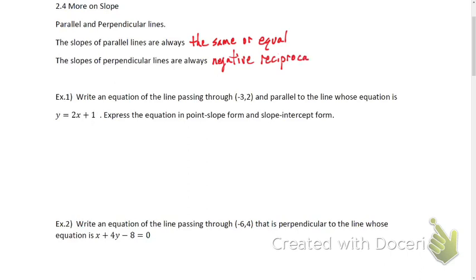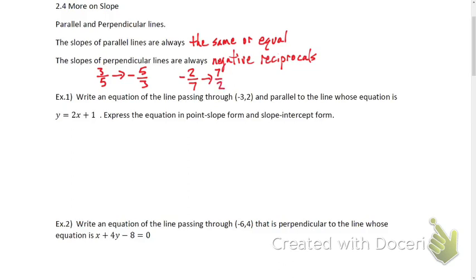Some people struggle with the negative reciprocal. So for example, if I have a slope of 3/5, the negative reciprocal is negative 5/3. If I have a slope of negative 2/7, the negative reciprocal slope is positive 7/2.